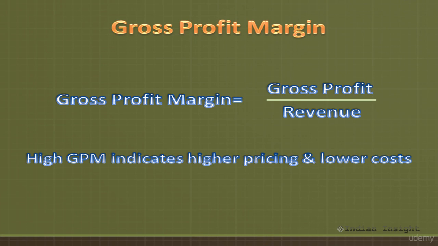The first ratio we are looking at is the gross profit margin. Gross profit margin is measured as gross profit divided by revenue. This ratio indicates the percentage of revenue available to cover operating and other expenses, and whether it is sufficient to create profits. Higher gross margin reflects a combination of higher product pricing and lower product costs.